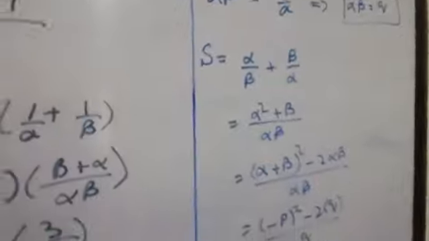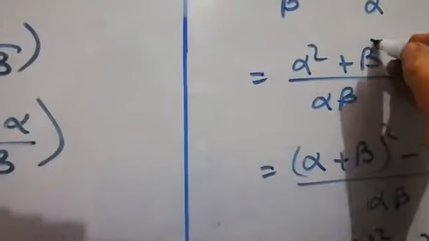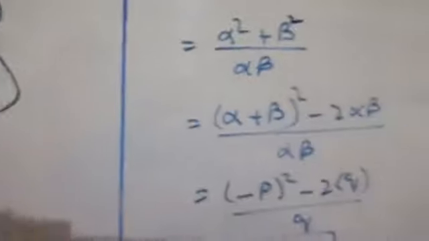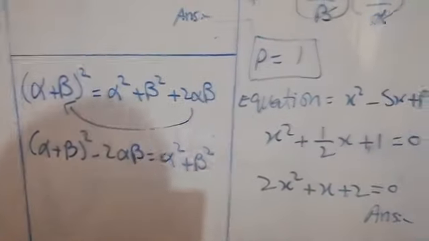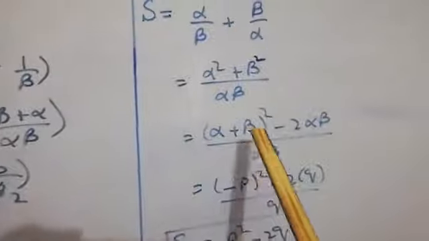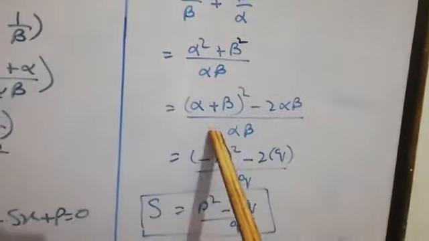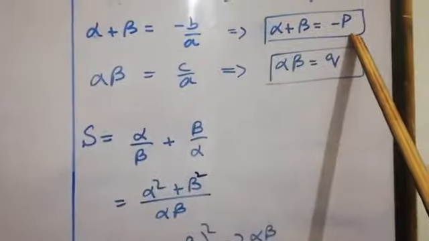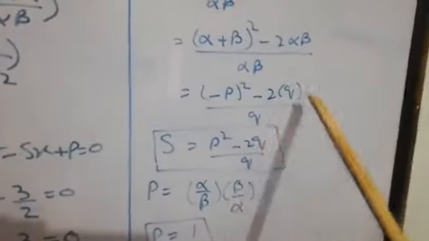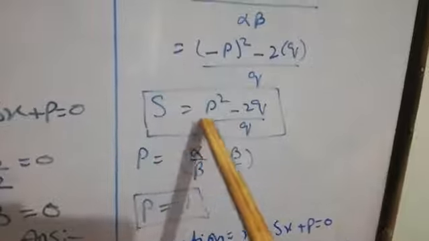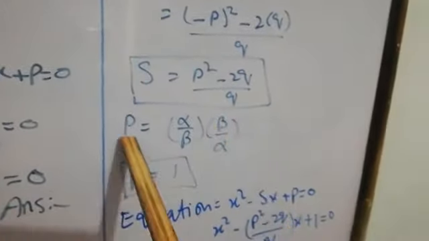So alpha plus beta by alpha, and again here the square is missing, so first of all I would like to put the square. Now, according to this method, you know that alpha square plus beta square equals alpha plus beta whole square minus 2 alpha beta. So we will put the values of alpha plus beta, which is minus p, and alpha beta, which is q, in this fraction, and we will get the sum equal to p square minus 2q by q.